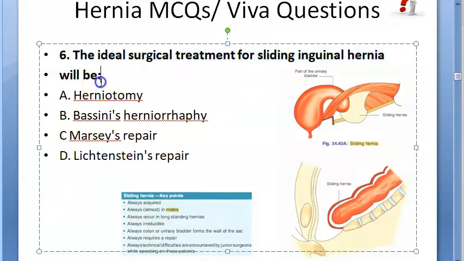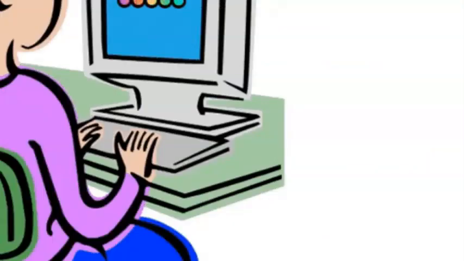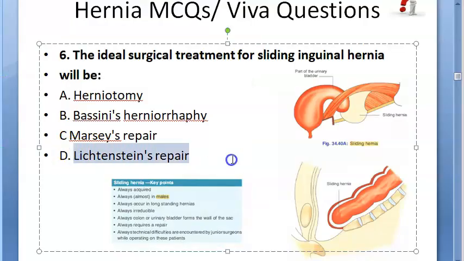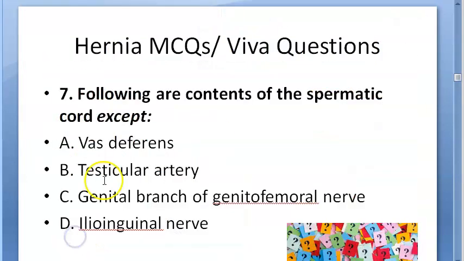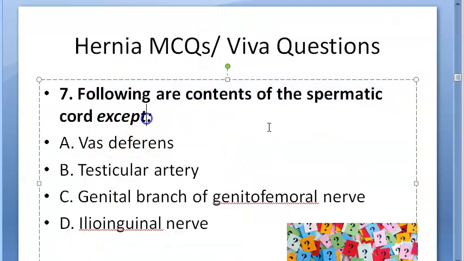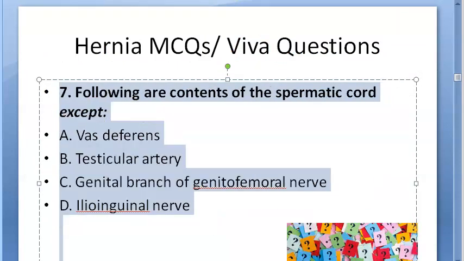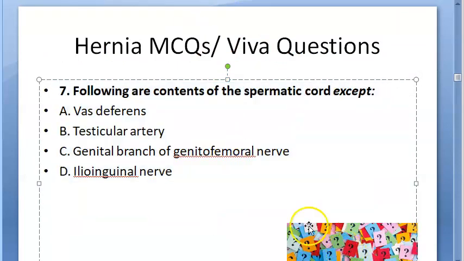So here, what is the answer? The ideal surgical treatment for sliding inguinal hernia will be. So, were you able to reach the answer, guys? Okay, Lichtenstein repair is the correct answer. Now, let's move on. Following are the contents of spermatic cord except. Guys, we have moved on to the next question. Have you? Following are the contents of spermatic cord except.